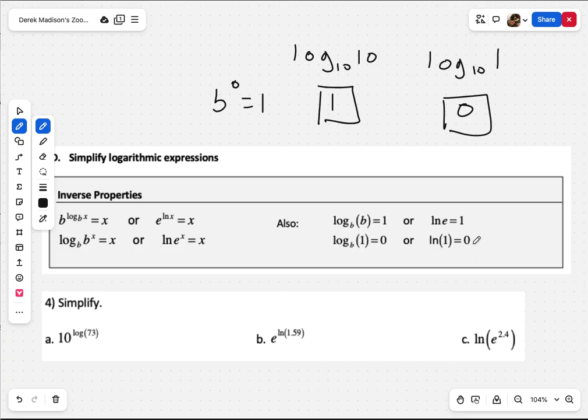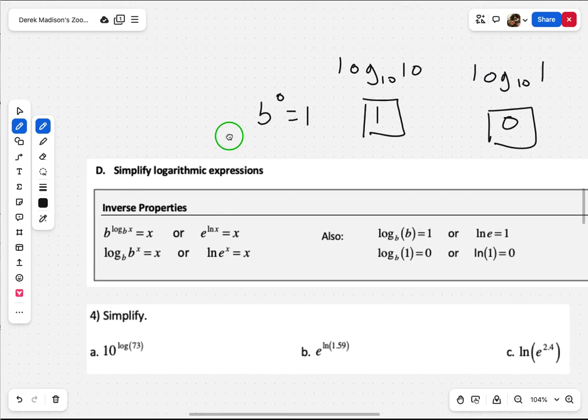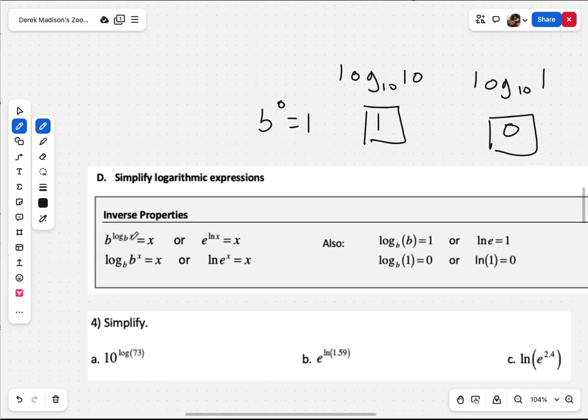Log of 1 is always going to be 0. For these inverse properties, I won't go through all of them, but let me show you with just one of them what they are doing, and then we'll go to the simplifies, which are actually super easy. So b raised to the log base b of x should be x.